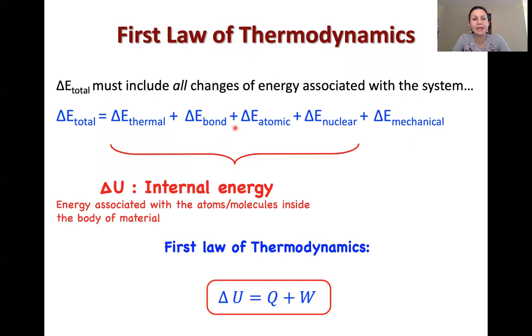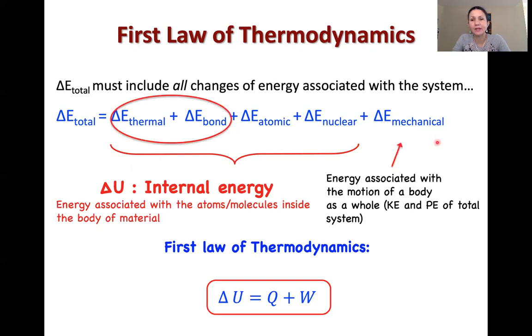So thermodynamics only deals with internal energy. These are all internal, whereas mechanical has to do with energy associated with the motion of the whole system. We're not going to look at the motion of the whole system, like whether it's kinetic energy or potential energy, where it's located, but only internal energies, and specifically only the thermal and bond, because that's the scale of energy we want to focus on.